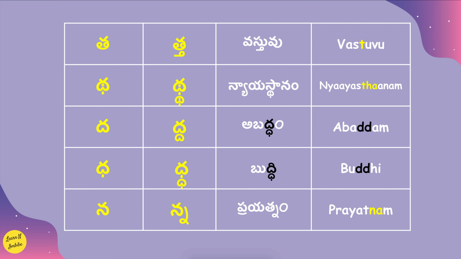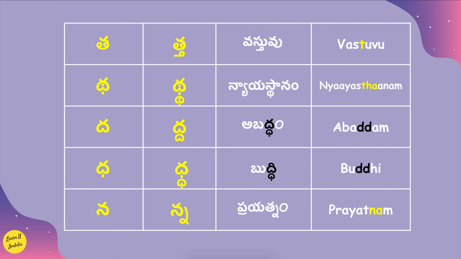D, Abaddham. Here, the first and the second consonant belong to the same D family, so two D's, Abaddam, which is a lie. One should remember not to lie to anyone. Dh, Buddhi, which is your mindset.